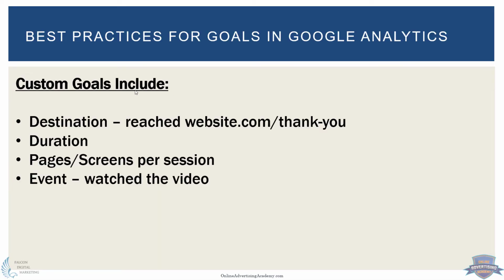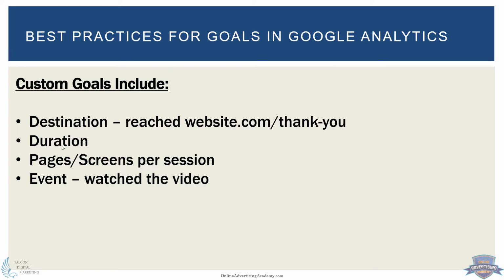So different types of custom goals include a destination, meaning they reached a certain part of your website. Most commonly, your website.com/thank-you or confirmation or success or something like that. If they reach that specific URL, they made a purchase, or they submitted a form, or they scheduled a demo, or they signed up, whatever it is. If they reach that destination, you count that as a goal. That's why it's critical to redirect to this destination. Otherwise, you're going to have a very hard time setting up tracking.